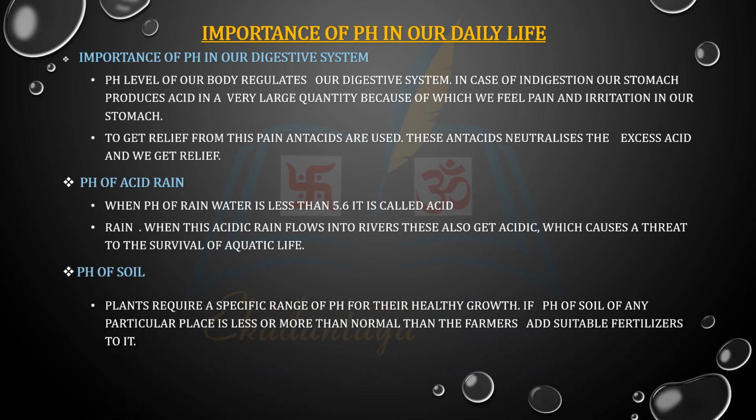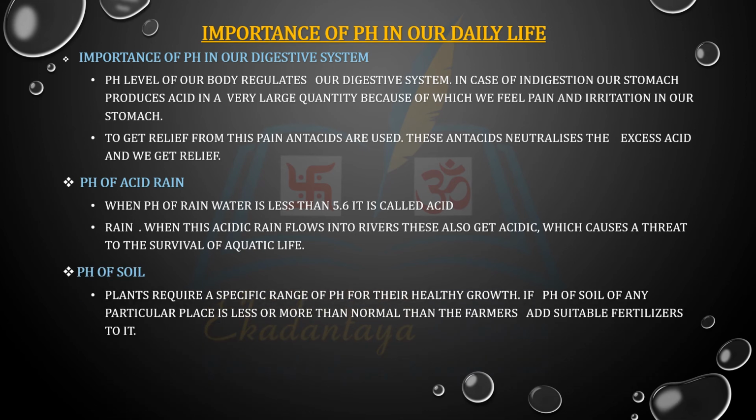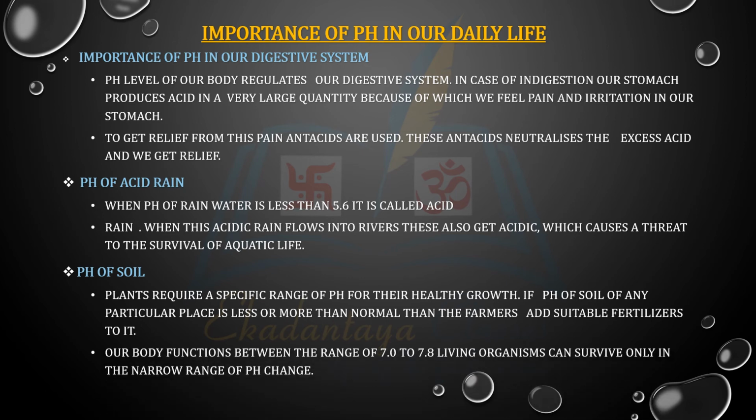pH of soil. Plants require a specific range of pH for their healthy growth. If the pH of the soil of any particular place is less than or more than normal, it is not suitable for cultivation. Our body functions between the range of 7 to 7.8. Living organisms can live only in a narrow range of pH.